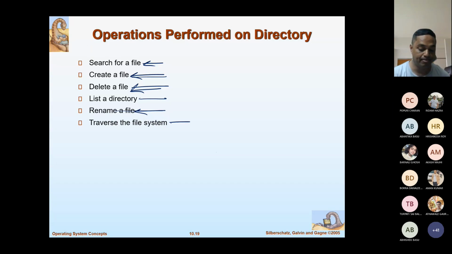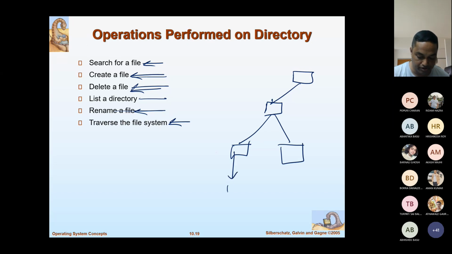Traverse the file system, like directory, then subdirectory. Under the subdirectory, there may be another subdirectory, and here you have the file. Like this, you can traverse.